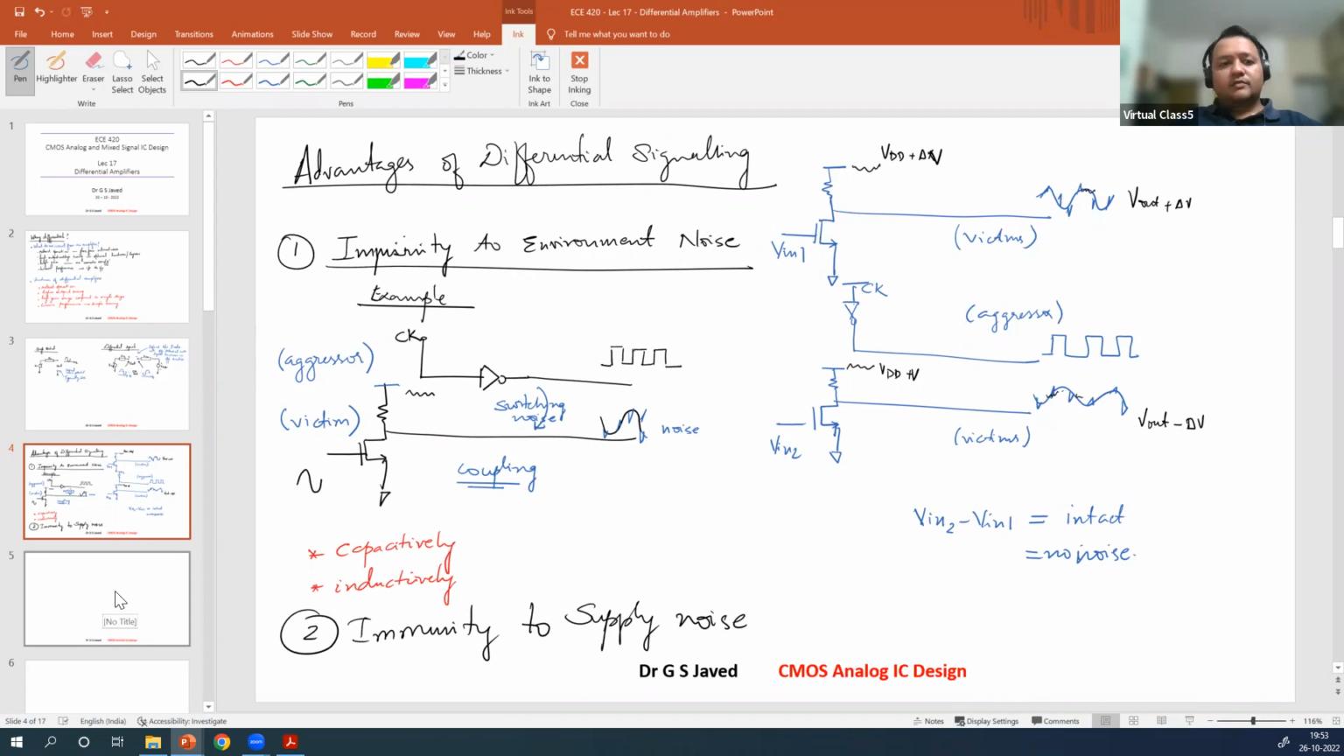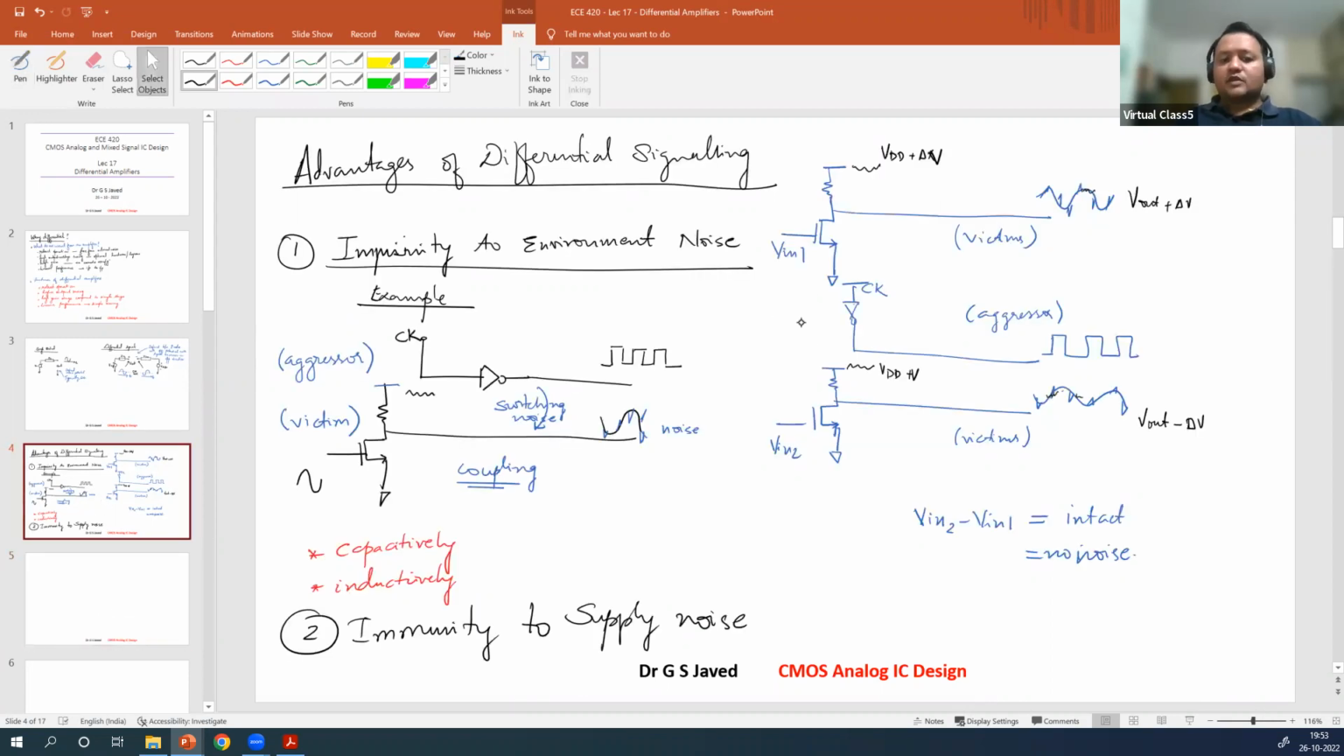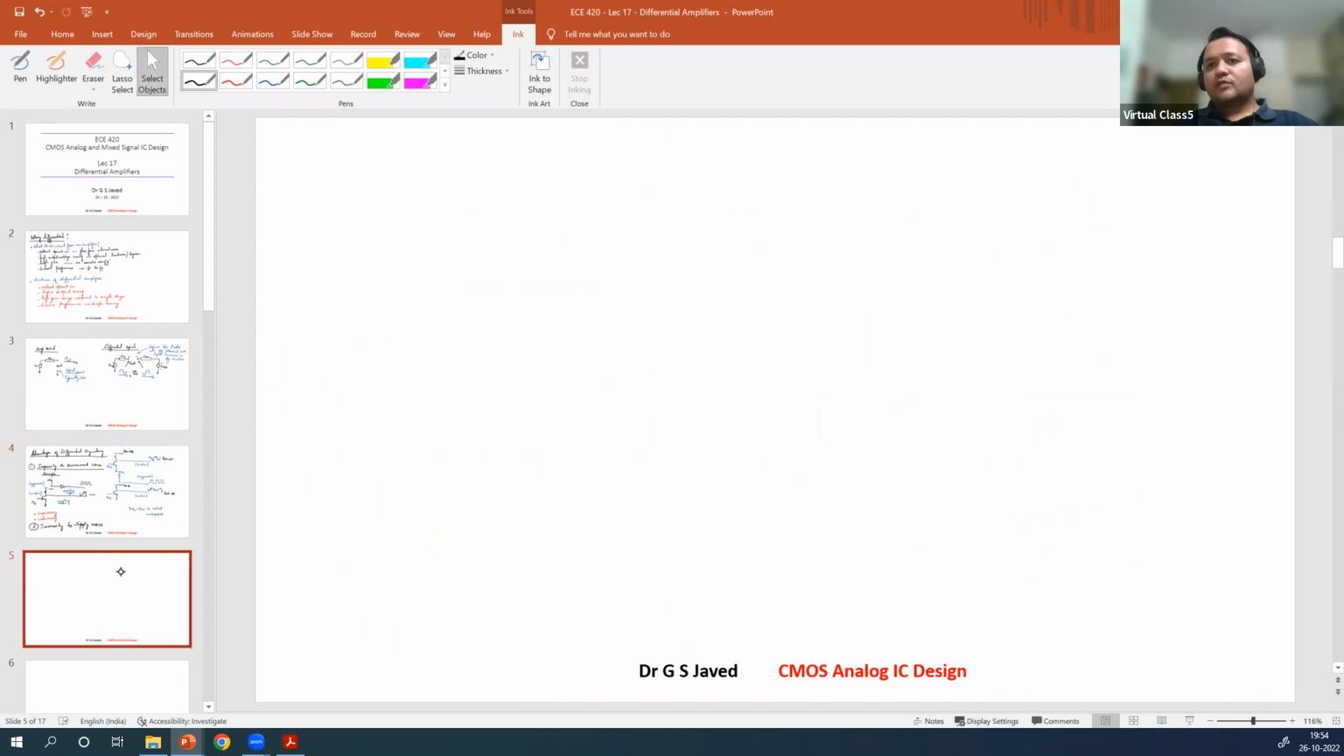Next, now that we have seen one aggressor and two victims, what will happen if you have two aggressors and one victim? This is going to be very common when you're doing high-speed signaling. So this is one clock signal.